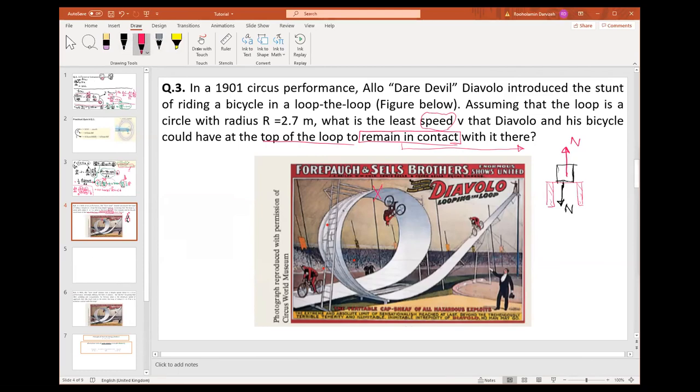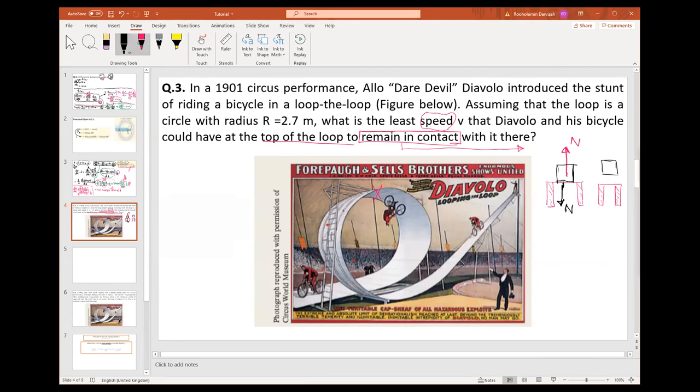Assume now another situation. You have this table, but the object is not in direct contact with the table. Do we have any action reaction force between these two objects, between table and the mass? Yes, no? You can type in chat box. No.